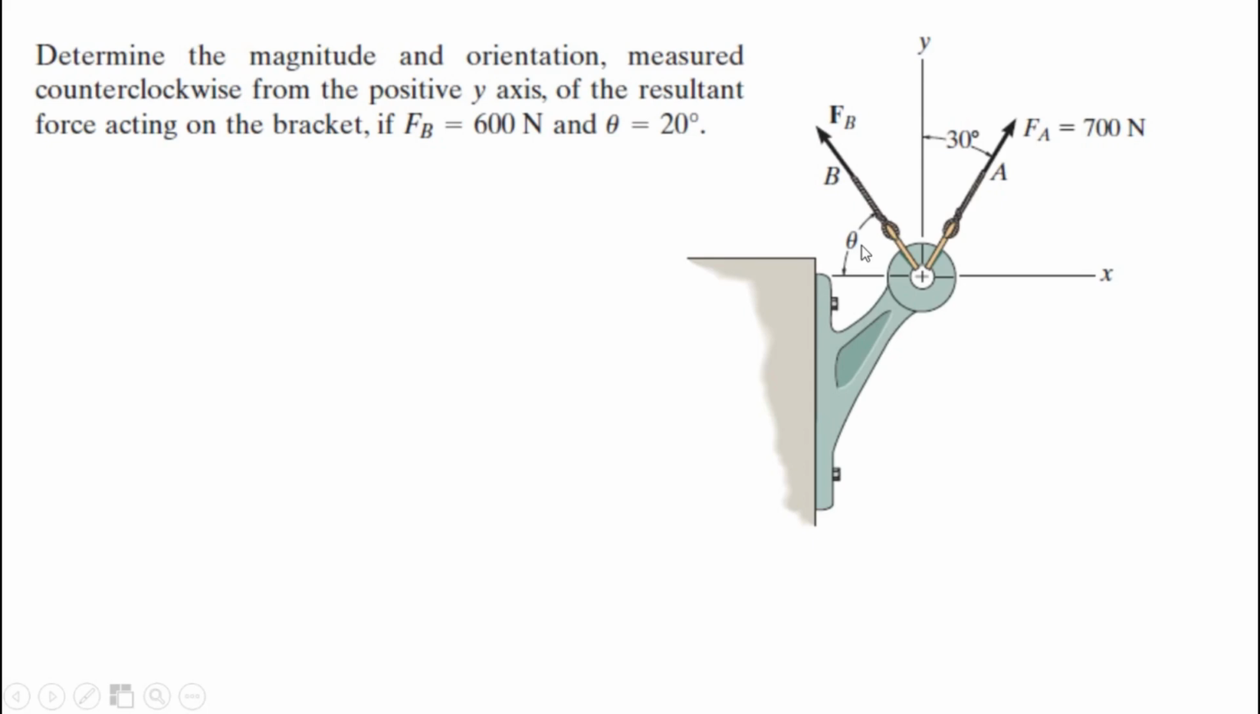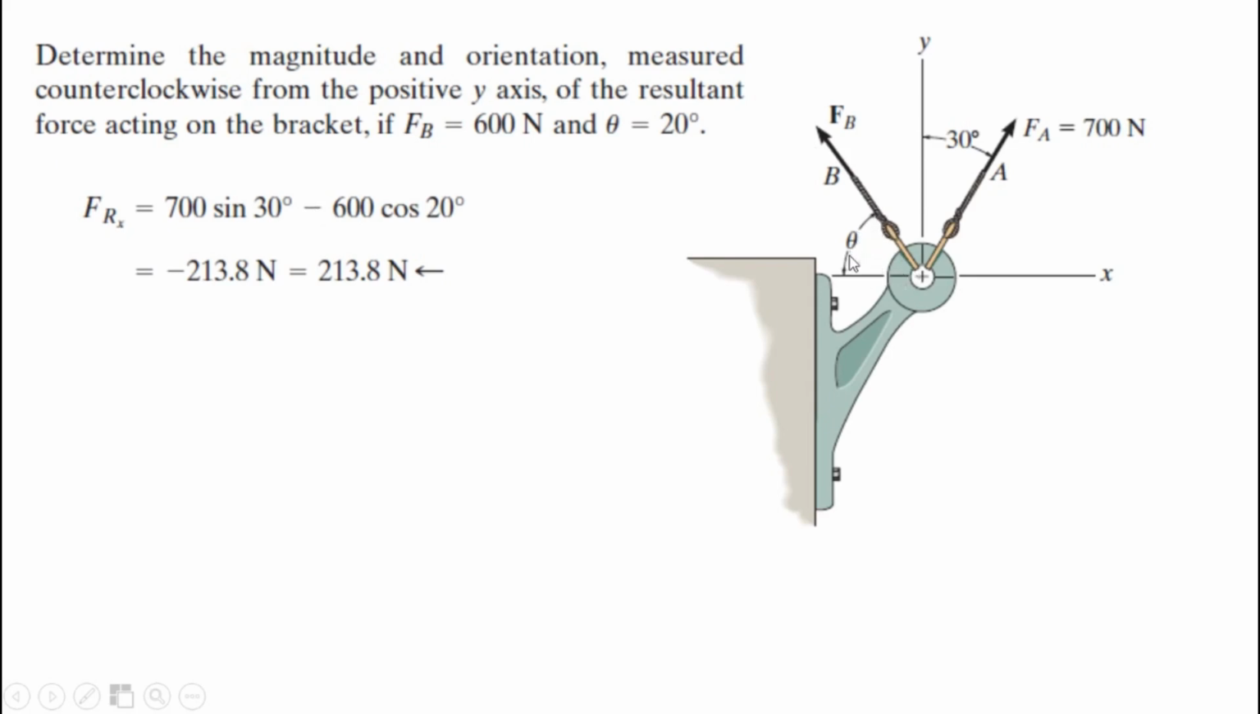So what we're going to start with is summing up in the x direction. Okay, so in the x direction, I have FA here. If I think about the triangle going right along here, the x, the horizontal component, is opposite of the 30, so I'm going to use sine 30. So it'll be 700 sine 30, and that's positive because it's going to the right, where x is positive. FB is going to the left, so it gets a negative sign.